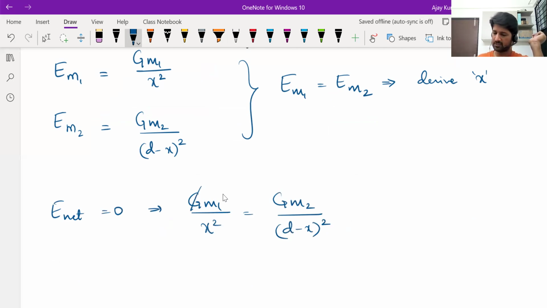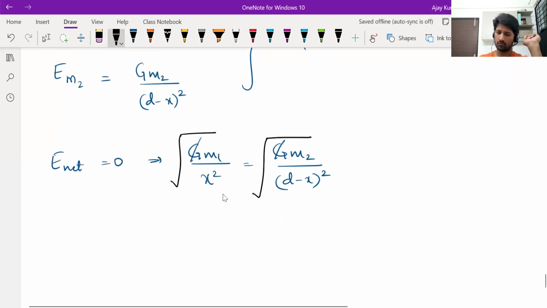We'll have to simplify this equation. Now, one way to do it is cross multiply and simplify it. But there is x square, (d minus x) whole square. x square gets multiplied with m2, (d minus x) whole square gets multiplied with m1. Then x square terms won't get cancelled. It will be a quadratic equation, very complicated. But there is an easier thing to do. Take square root on both sides.